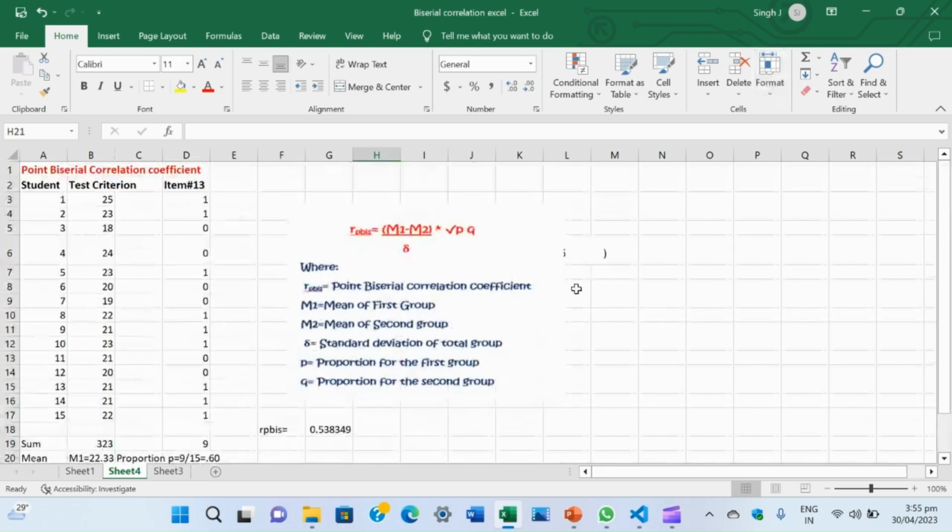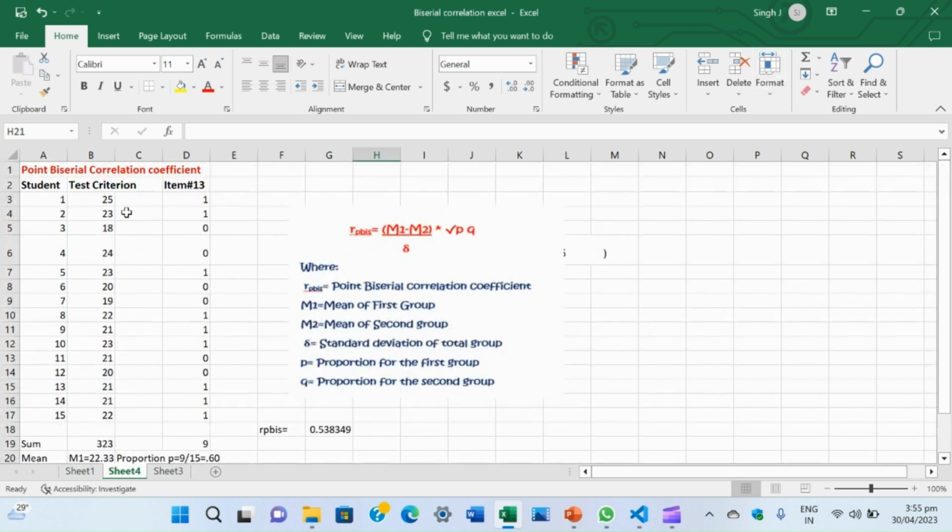Now, I will show you how to calculate the point biserial correlation with the help of Excel software. And after this, we will show you how to make the program with the help of Python language.